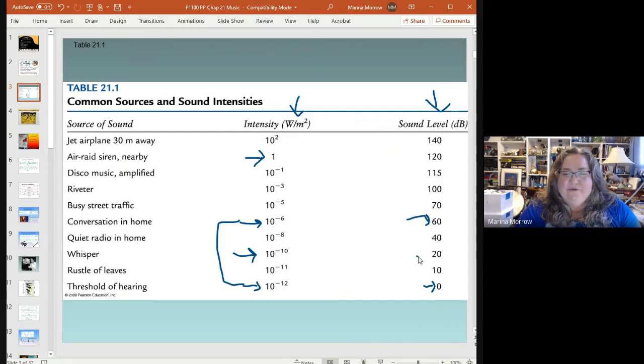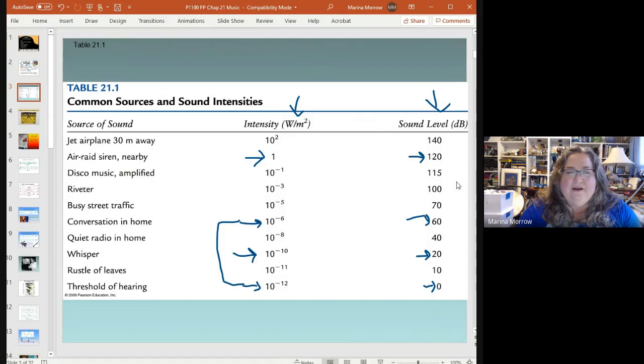And a whisper is 20. So these numbers are much nicer to use. An air raid siren is 120. That sounds bad, and it is, okay? But 1 doesn't sound very threatening. 120, that sounds loud. Anyway, so this scale is a lot easier to use. Now, some of the notable numbers on here.